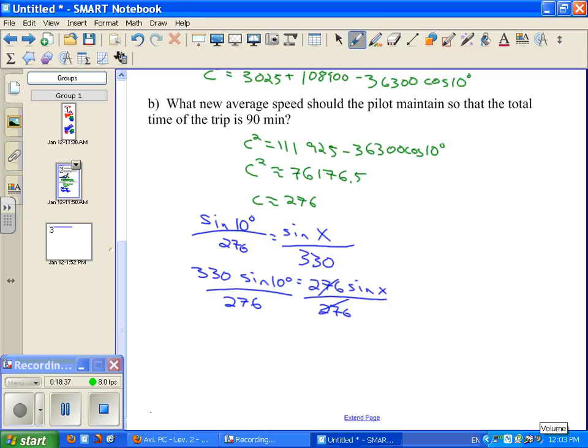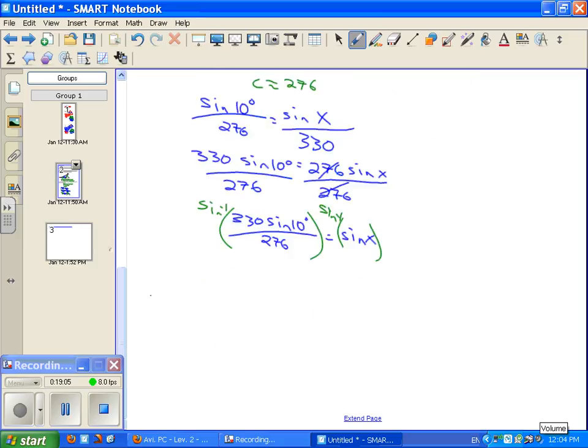All right, so now I've got 330 sine of 10 degrees over 276 equals sine of x. What do I do to both sides? Inverse sine. Okay. And then I can come up with the decimal for that. So I'm going to have sine of 10 times 330 divided by 276, and then I need to take the inverse sine of that answer. And I'm going to get 11.98, which is going to round to approximately 12 degrees, 12.0 degrees.